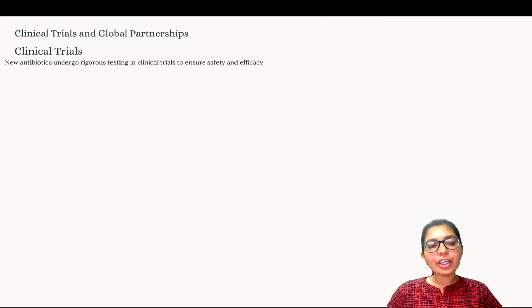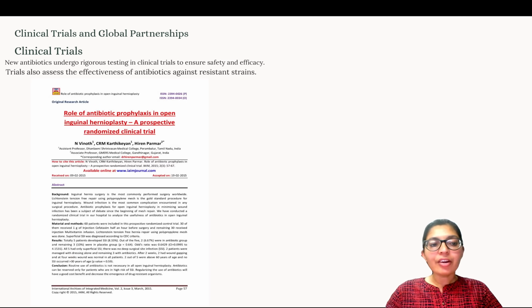Clinical trials. New antibiotics undergo rigorous testing in clinical trials to ensure safety and efficacy. Trials also assess the effectiveness of antibiotics against resistant strains. So this one is a study which shows the role of antibiotic prophylaxis in open inguinal hernioplasty, a prospective randomized clinical trial which was done in Gujarat in GMERS Medical College.